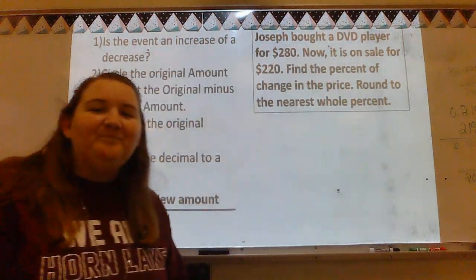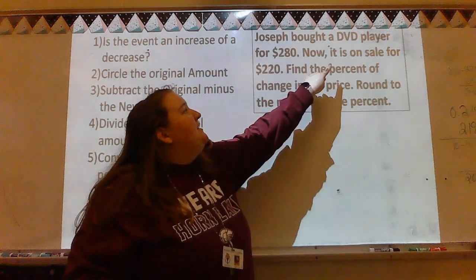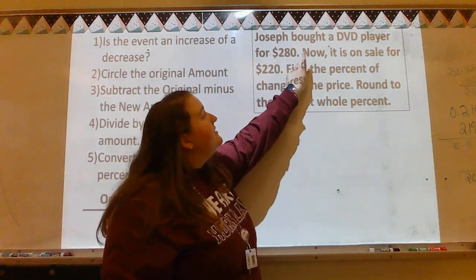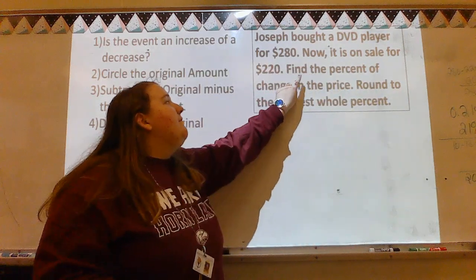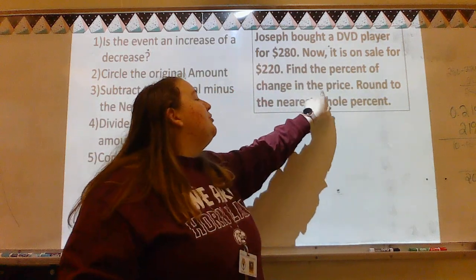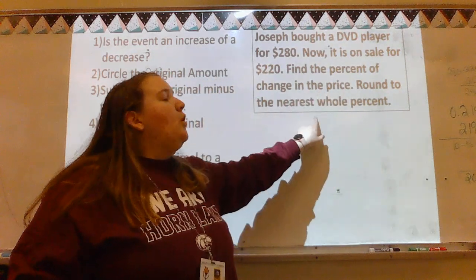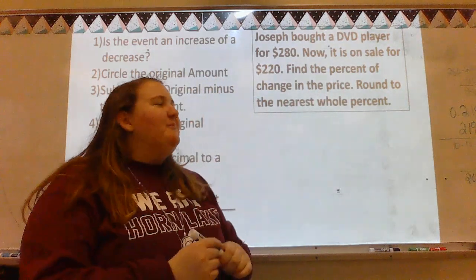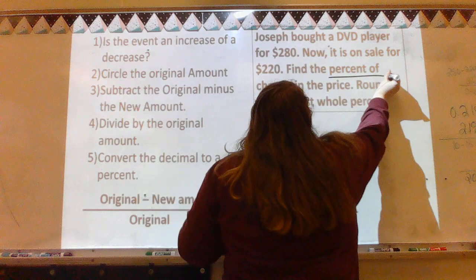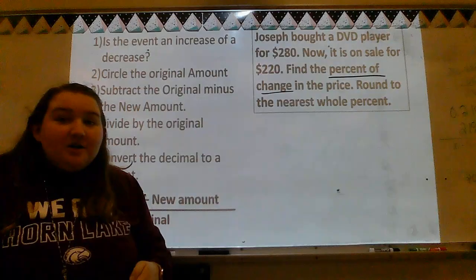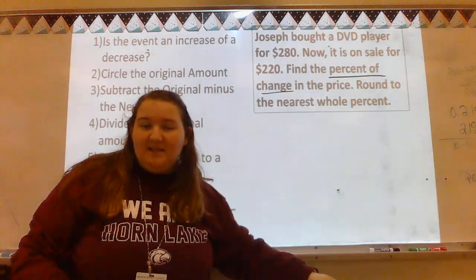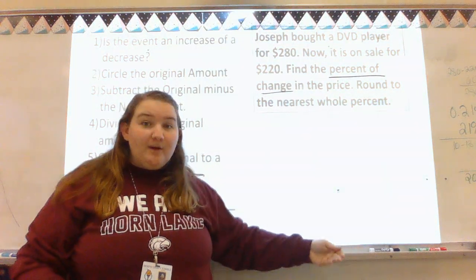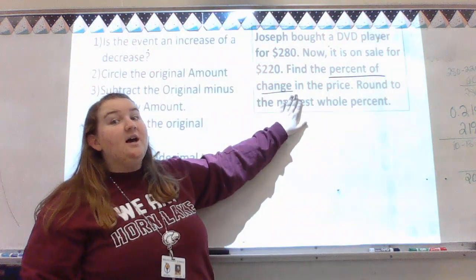Number one. Joseph bought a DVD player for $280. Now, it is on sale for $220. Find the percent of change in the price. Round to the nearest whole percent. So here we go. Percent of change. I underline that because that is important. It tells me what type of problem this is. What am I looking for here? I'm looking for a percent of change.